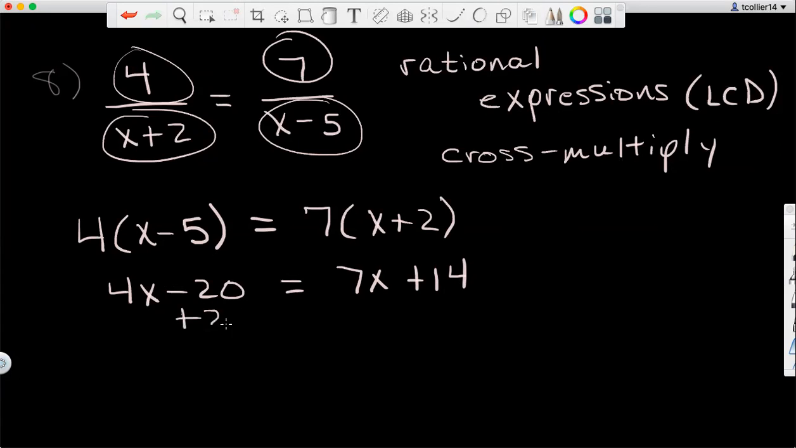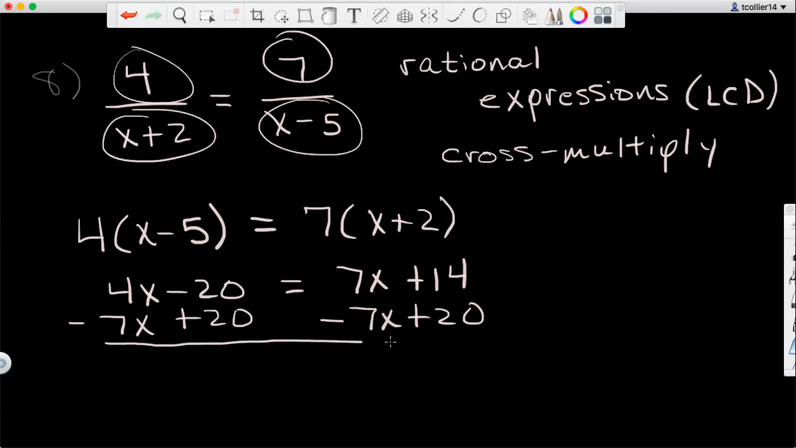So I'm going to add 20 to both sides. That'll actually get rid of this negative number. To get rid of this 7x, since the 7 is positive, I'm going to have to subtract it from both sides. So we're doing all this in one step. These 20s are going to cancel. These 7x's are going to cancel. I'm left with 4x minus 7x is negative 3x. And over here, I've got 34.